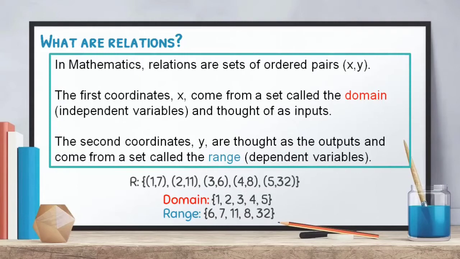(5, 32). It says there that our domain are our x's. So it follows we have 1, 2, 3, 4, 5. So these are our domain. Okay. So our x values. And our range is 6, 7, 11, 8, 32. So they are our y values. All right. Any question?